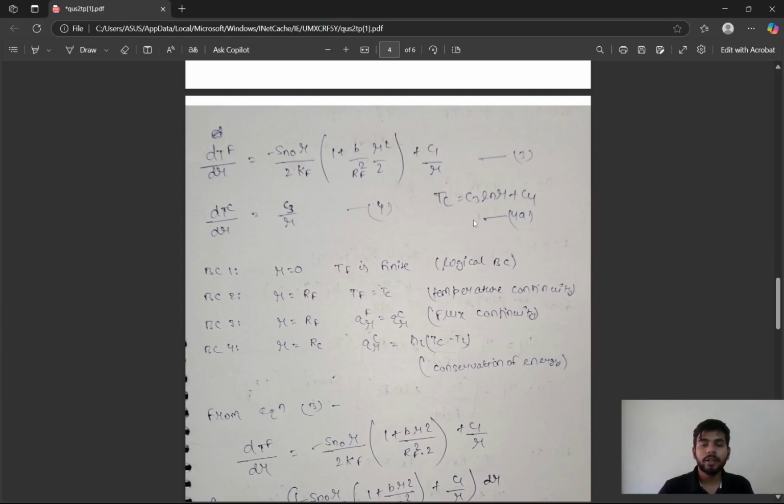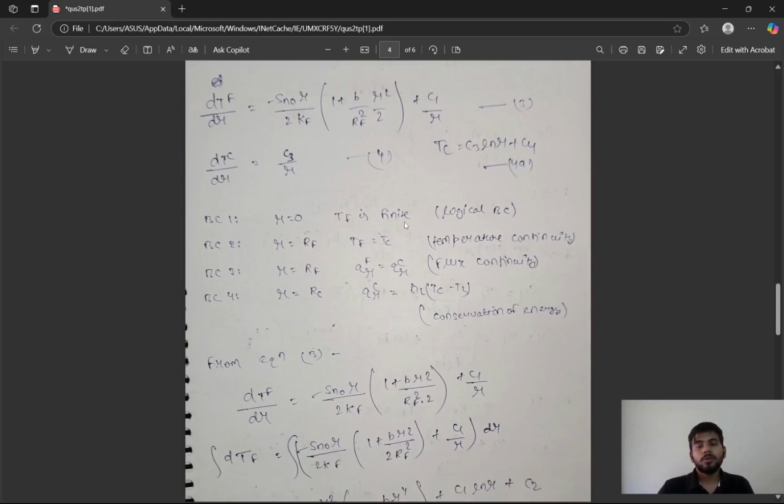If we integrate equation 4, we get equation 4a. Now, to get the values of all these constants, we need boundary conditions. Our first boundary condition is that at r equals 0, T_f is defined. T_f has some value at r equals 0, so it cannot be undefined. This is known as the finiteness boundary condition. Boundary condition 2: at r equals R, T_c equals T_f. This boundary condition is known as temperature continuity. Boundary condition 3: at r equals R, we have flux continuity, which is q_r of f equal to q_r of c. And boundary condition 4: at r equals R_c, we have conservation of energy, the law of conservation of energy.